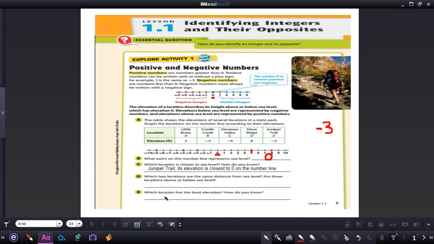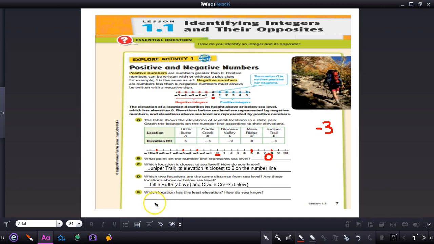Now letter D. Which two locations are the same distance from sea level? Are these locations above or below sea level? Now we can see that Little Butte is 5 above sea level. Cradle Creek is -5 below sea level. So these locations are the same distance from sea level.